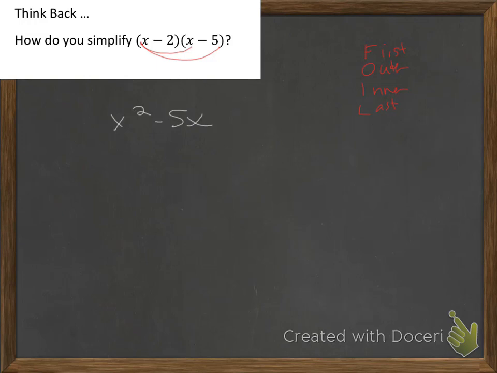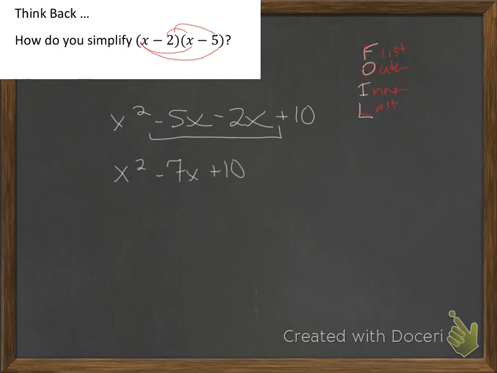Okay, then I do my inner terms. Negative 2 times x is negative 2x. Then I do my last terms, and my last terms are negative 2 times negative 5, which gives me positive 10. Okay, so that is the FOIL method, first, outer, inner, last. Then our middle terms are like terms, which can be combined. So that's x squared minus 7x plus 10.